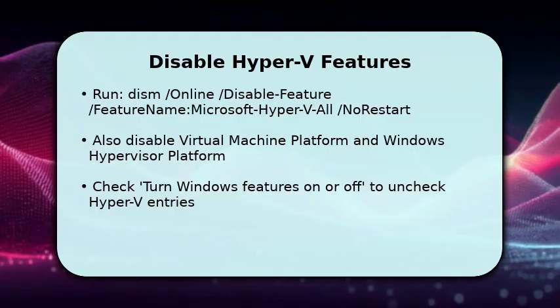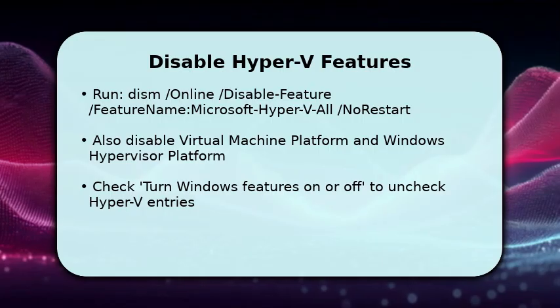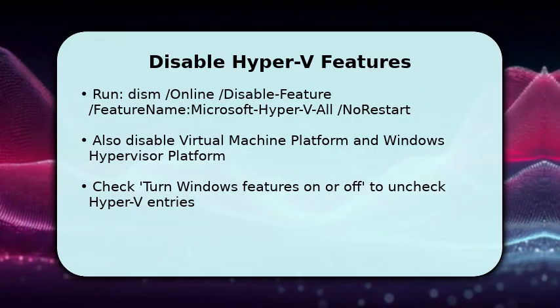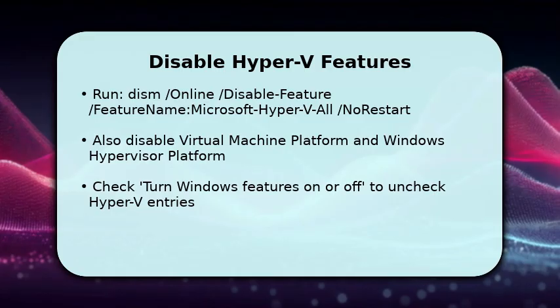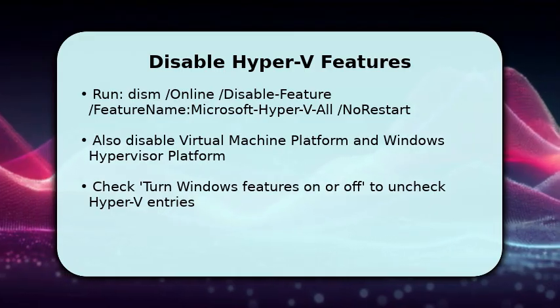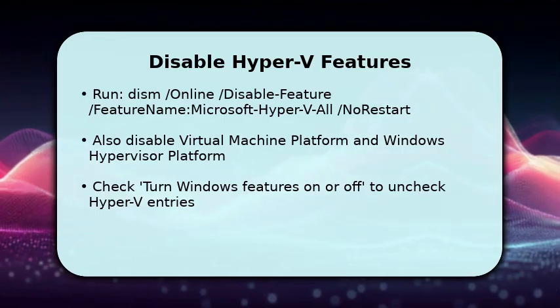Now execute the core commands to disable Hyper-V and related platforms. Open an elevated terminal and run the DISM command to turn off Microsoft-Hyper-V-All. This removes the main service. Then disable Virtual Machine Platform and Windows Hypervisor Platform, either with DISM or via the Windows Features dialog.